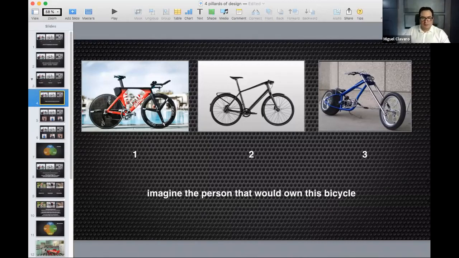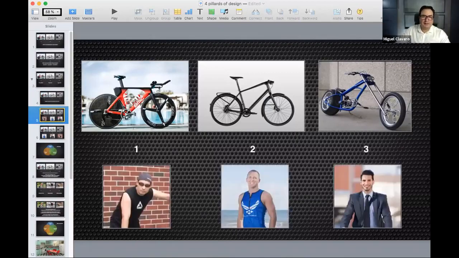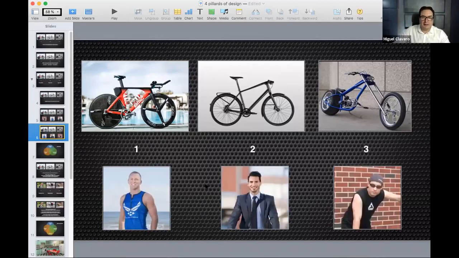The third question should be something like, imagine the person that would own this bicycle. Let me help you a little bit. I choose these three guys. Maybe this is not the right order. Maybe it's something like this. Now, this is the third dimension of the product. It's the cultural style of the product, the style we identify with.